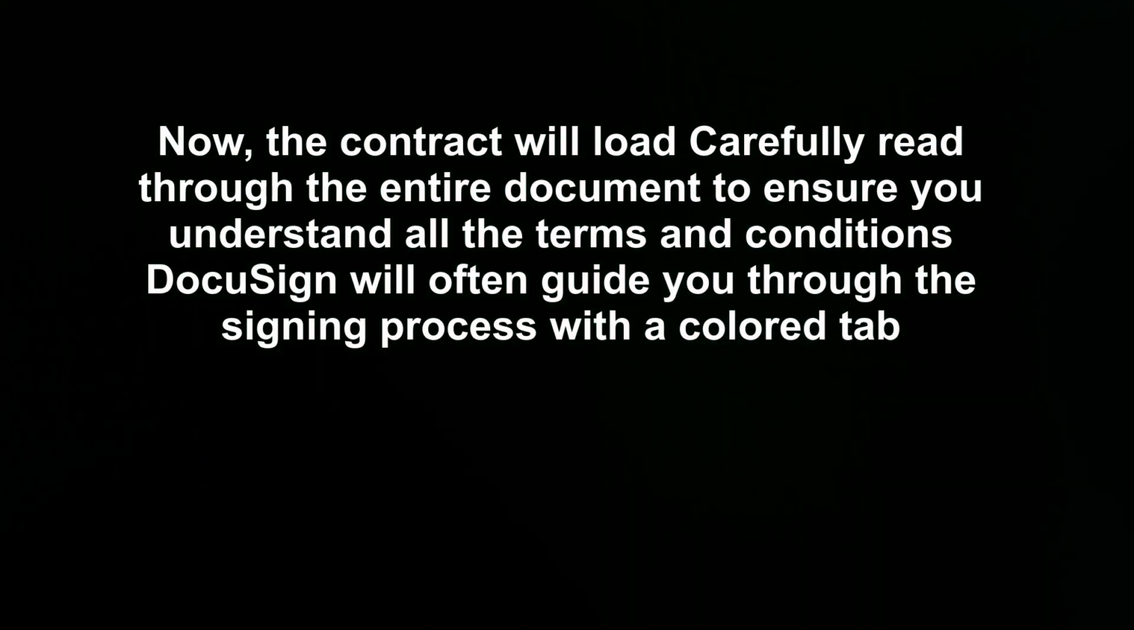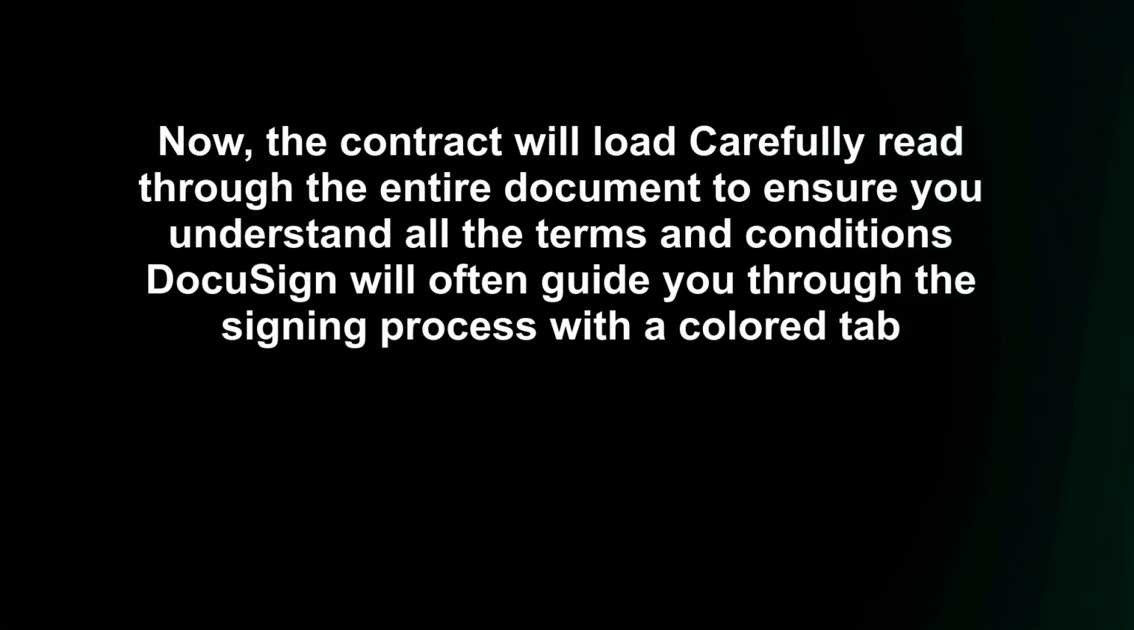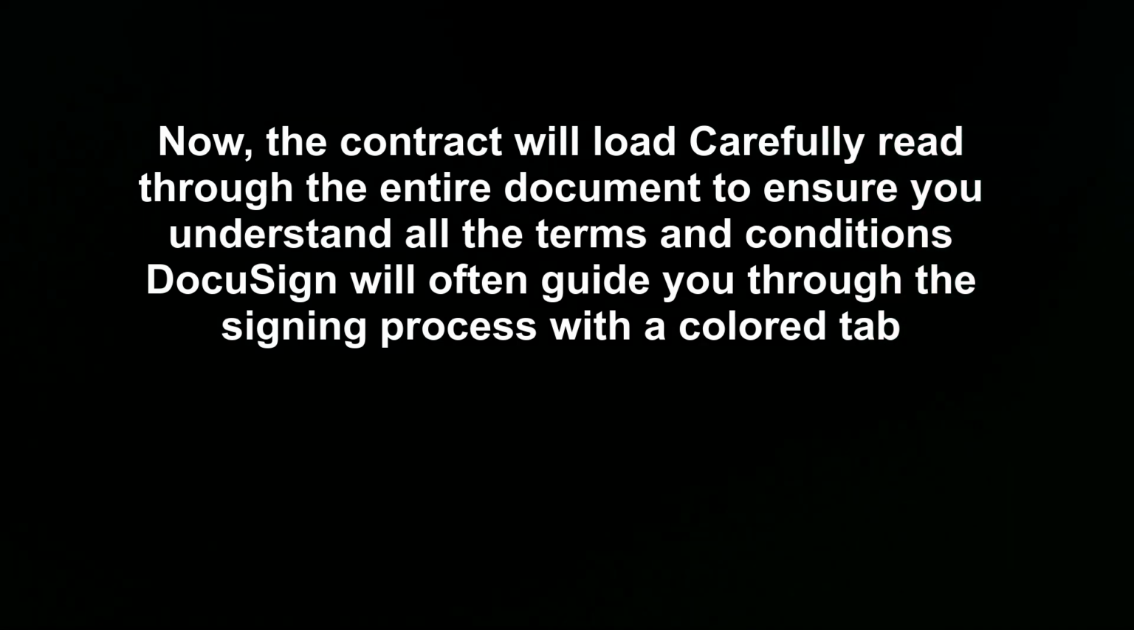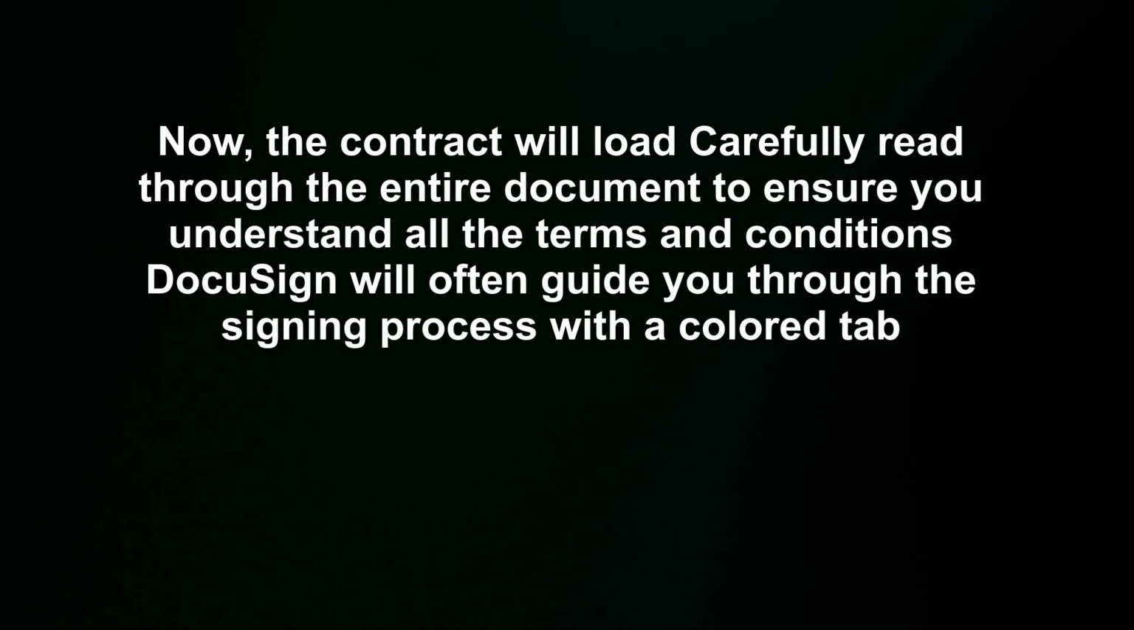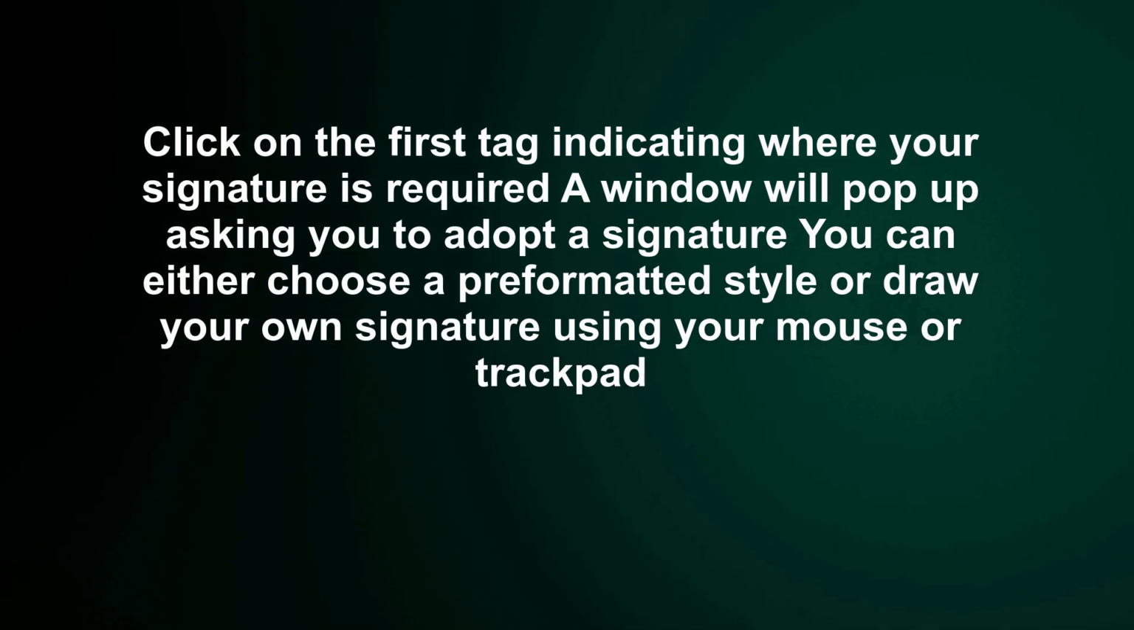Now, the contract will load. Carefully read through the entire document to ensure you understand all the terms and conditions. DocuSign will often guide you through the signing process with a colored tab. Click on the first tag indicating where your signature is required.